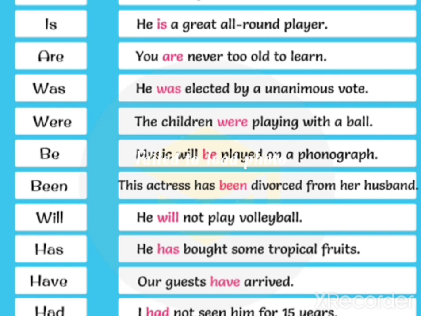Will. He will not play volleyball. Has. He has brought some tropical fruits. Have. Our guests have arrived. Had. I had not seen him before 15 years. Do. I do not feel like going out tonight. Does. Does your job fulfill your expectations? Did. Did you have a nice holiday? These were a few examples of auxiliary verbs.